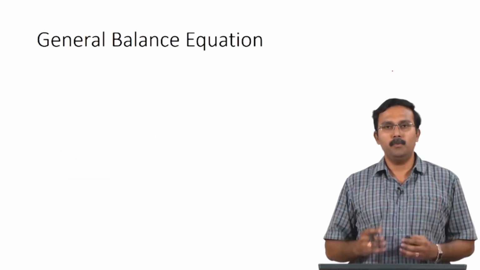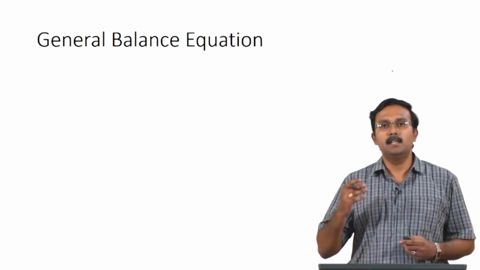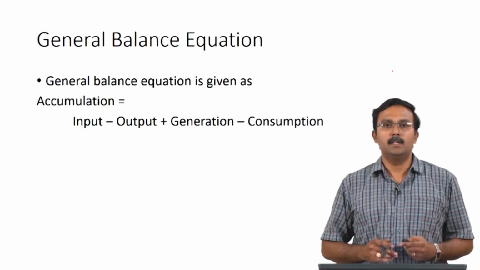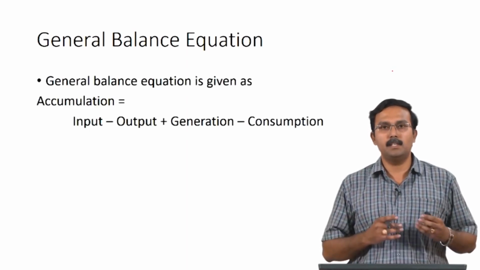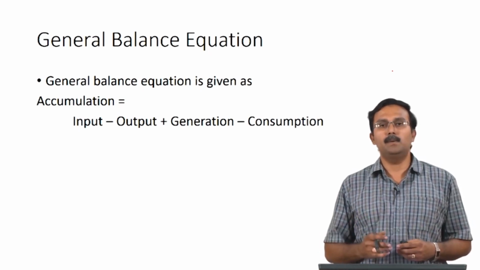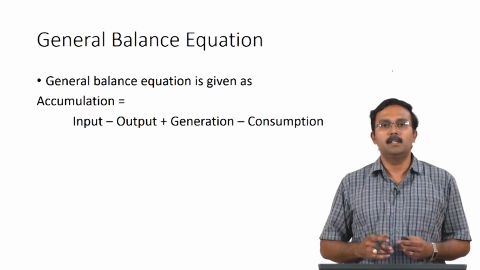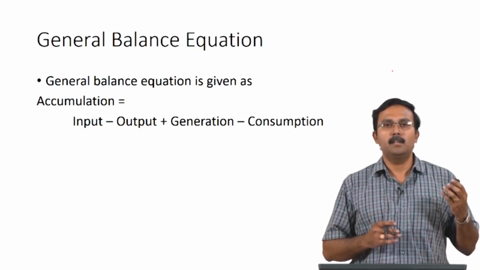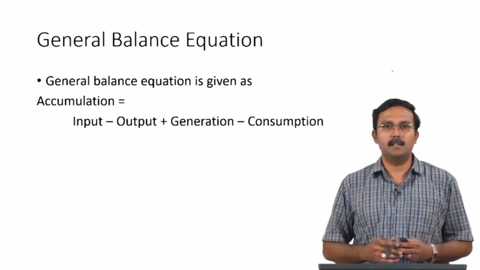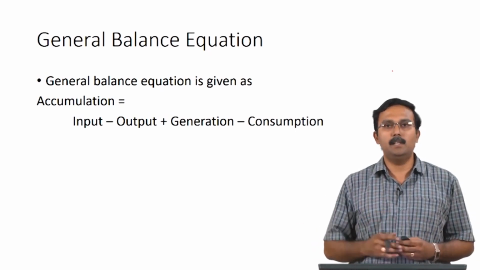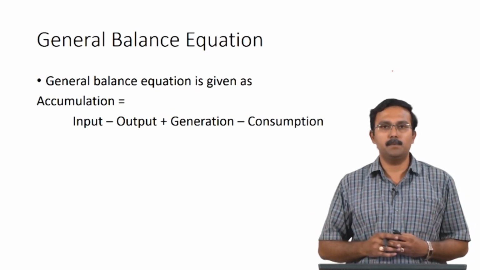Before we start solving unsteady state problems, let us visit the general balance equation. The general balance equation which we have been using throughout this course is given here: accumulation equals input minus output plus generation minus consumption. In this equation we have always assumed accumulation to be 0 when the process is steady state. Until now we have always ignored that term. We have only worried about input, output, generation and consumption.